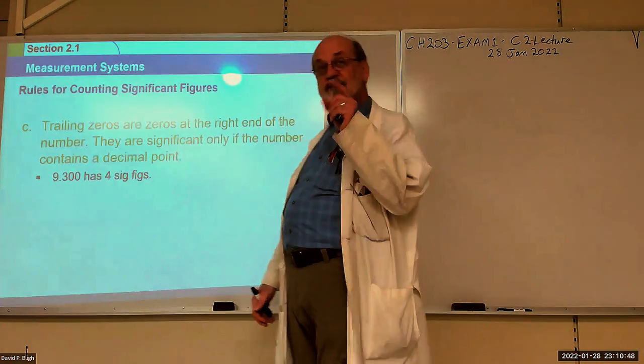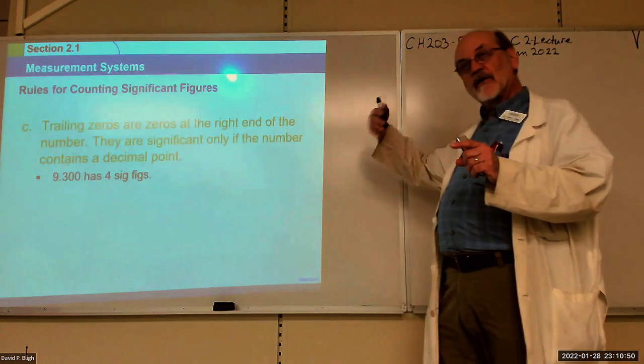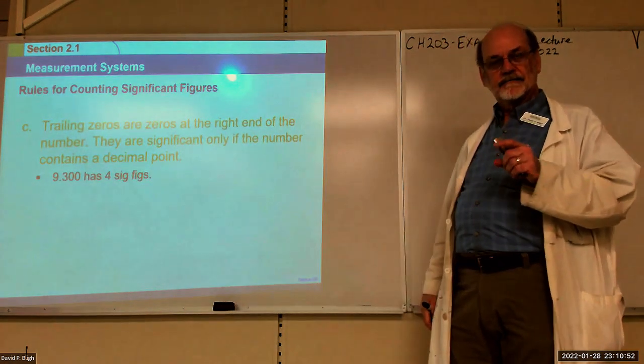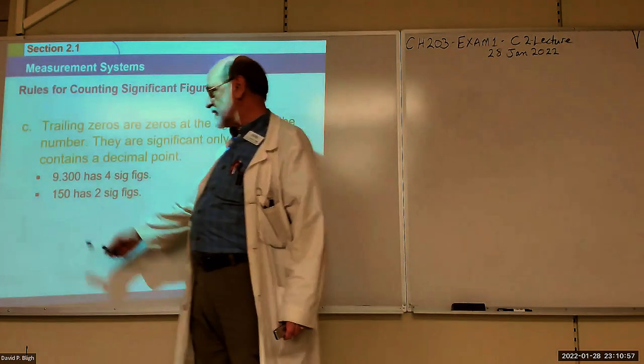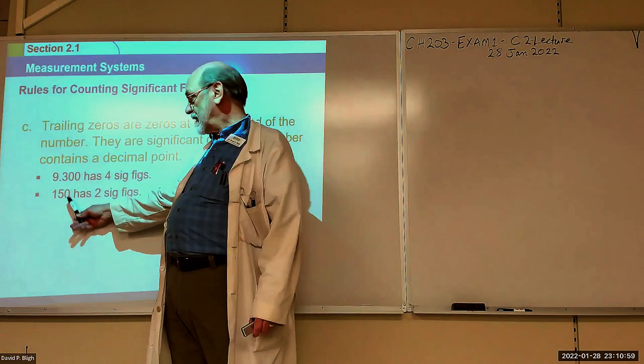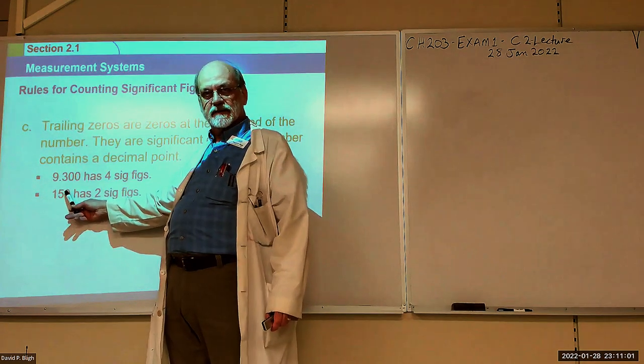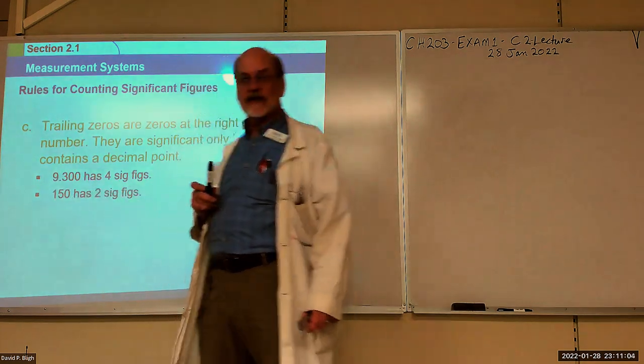Okay, if you have an explicit decimal, then zeros to the right are significant. But in this case, you don't have an explicit decimal. Left it out. That zero is not significant. So this one only has two significant figures in it.